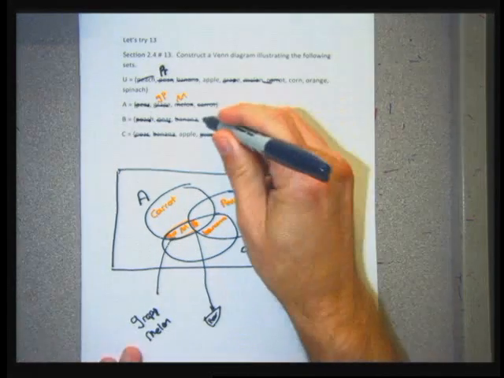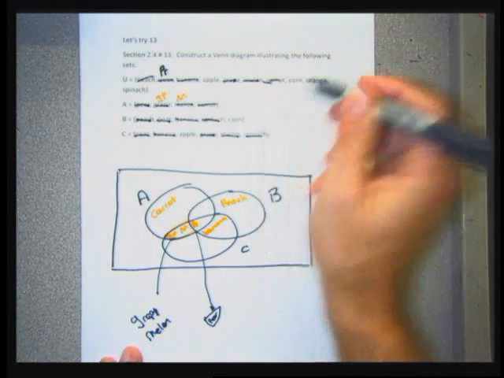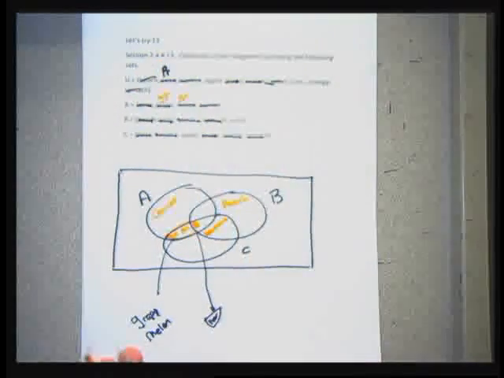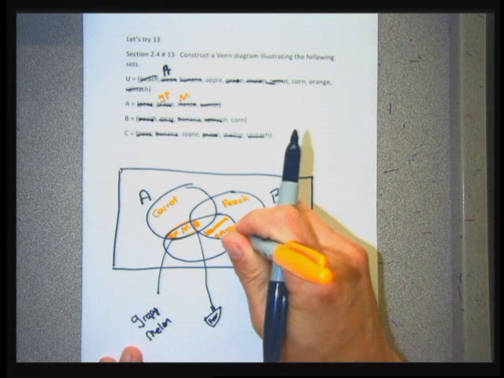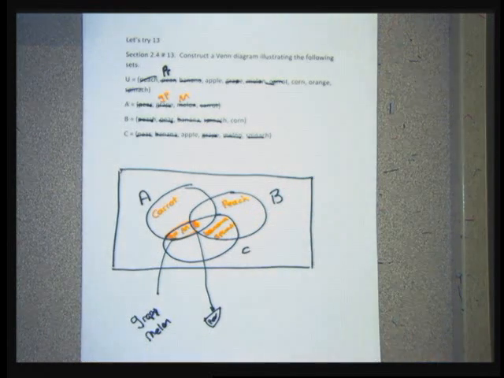Spinach also needs to go in that region. Spinach is in the B and the C set, as well as in the universe. And let's write S-P-I-N. It goes in the same place as the banana because spinach is in both the B set and the C set.